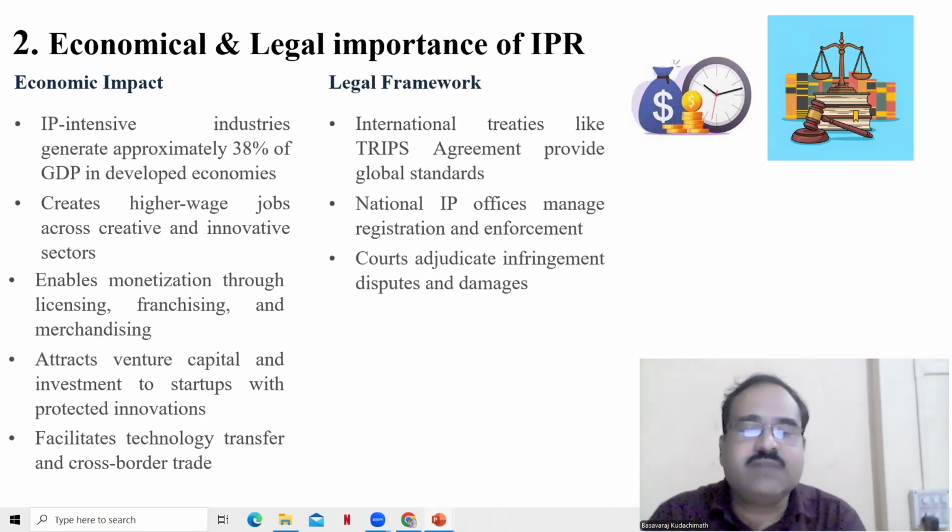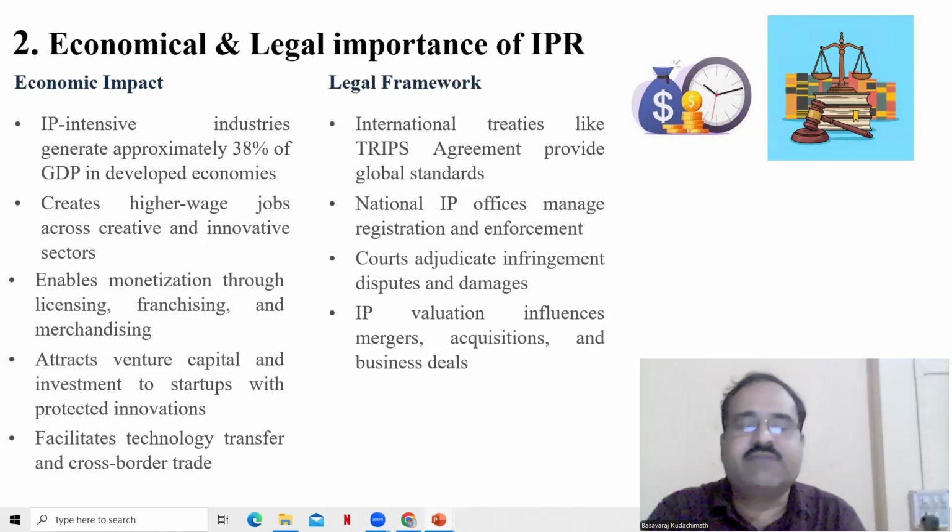The third important benefit of the legal framework is courts adjudicate infringement, disputes and damages. So court power will be more, and courts will intervene in such intellectual property litigations. That is what the legal framework asks for.